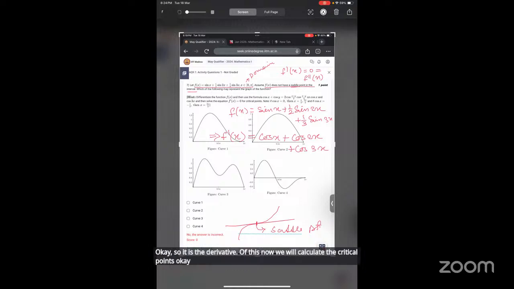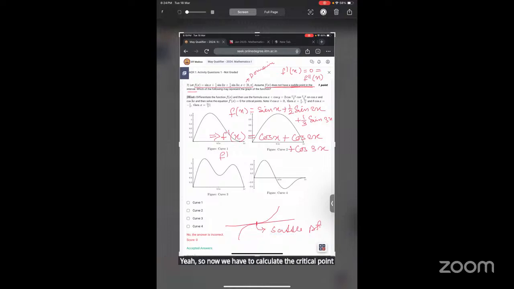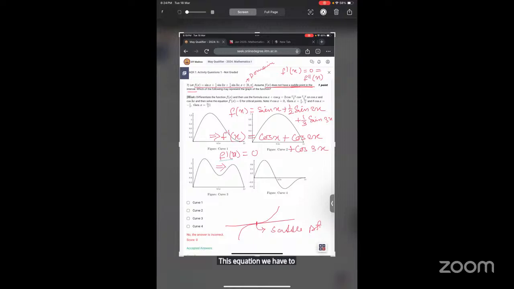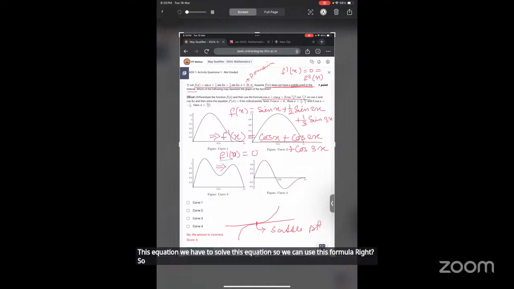Now we will calculate the critical points. We have that there is no saddle point, which means the critical points will be either maxima or minima. Agree? So now we have to calculate f dash x equals 0. We have to solve this equation, so we can use this formula: cos x plus cos y. We take cos 2x here, plus we have cos x plus cos 3x.